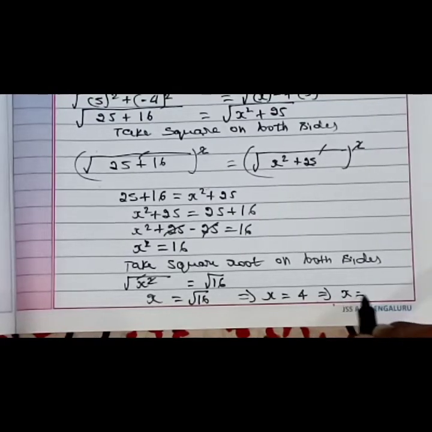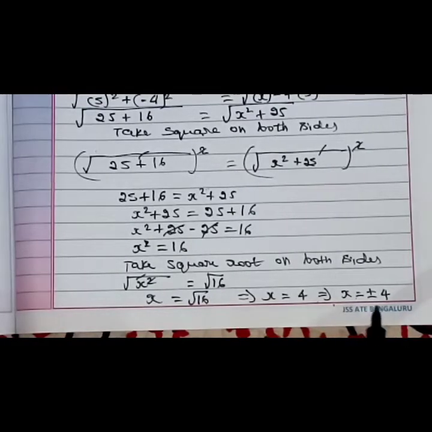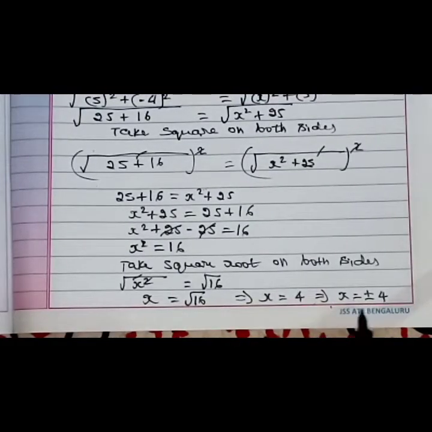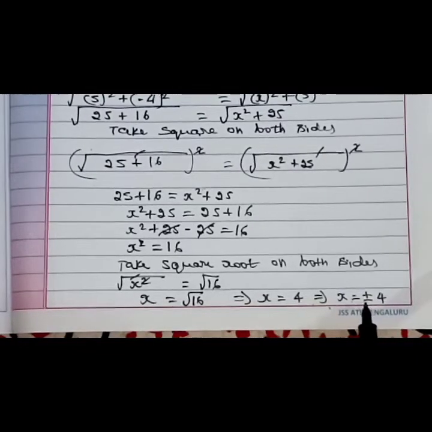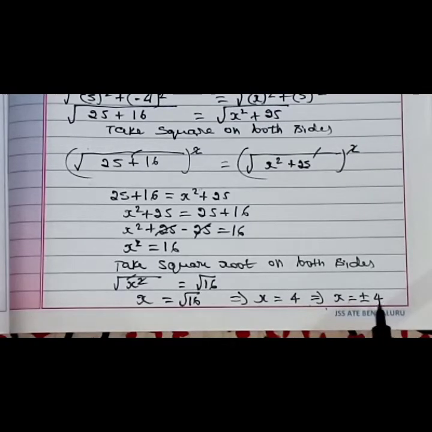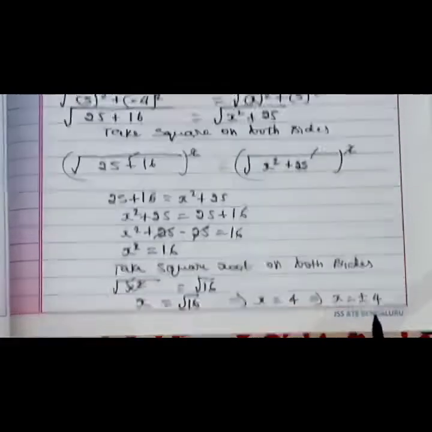Nothing but x is equal to plus or minus 4. Why? It can be a plus or it can be a minus value. So therefore I'll write the x value as plus or minus 4. So now we got the value of x. X is how much? Plus or minus 4. Nothing but it can be a plus or it can be a minus.